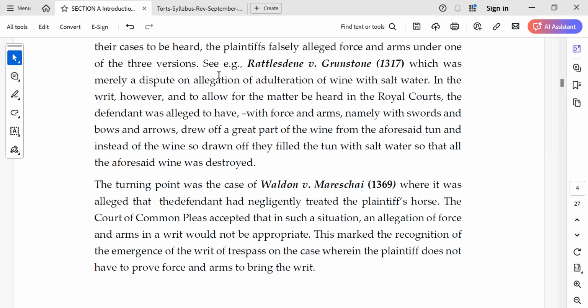This marked the recognition of the emergence of the writ of trespass on the case, wherein the plaintiff does not have to prove force and arms to bring the writ. So this was the turning point. In the Walden case they said, okay. So now we understand that simply for bringing the suit, they were changing the facts and all. By then they were also tired. So they said, okay, now you don't have to prove it.